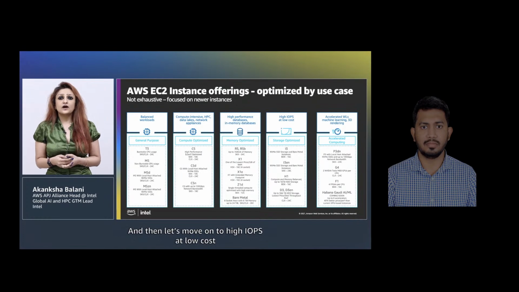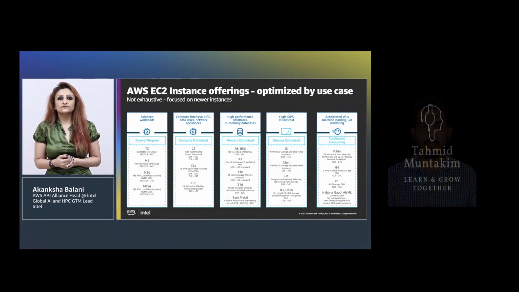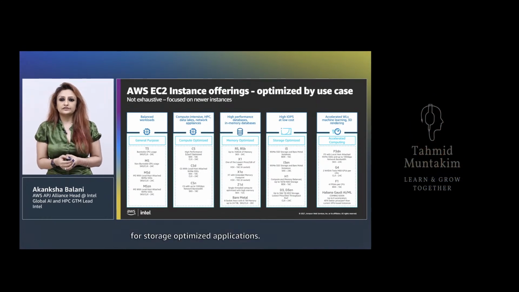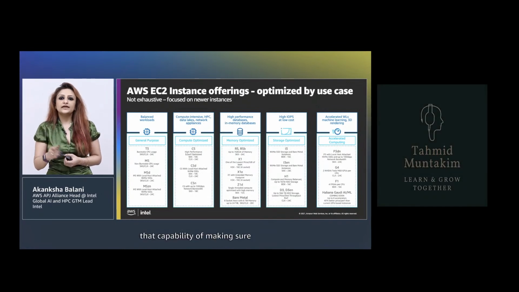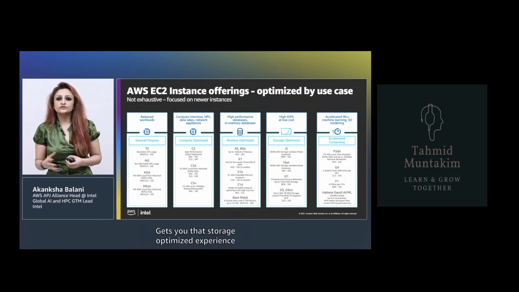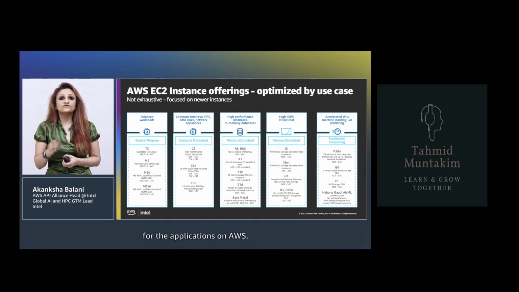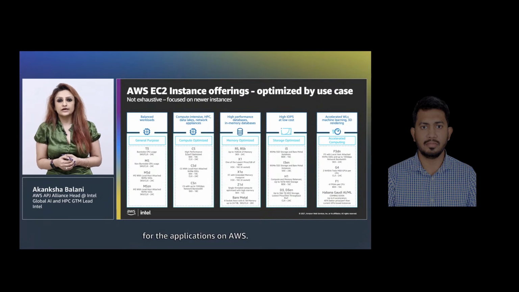And then let's move on to high IOPS at low cost for storage optimized applications. The I3s, the I3ENs, the H1s, the D3s, and the D3ENs will get you that capability of making sure that you have the highest IOPS at the lowest cost. Get you that storage optimized experience for the applications on AWS.